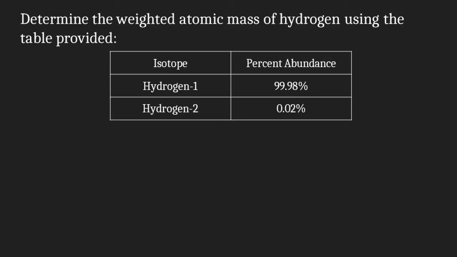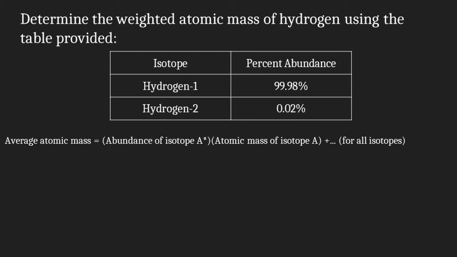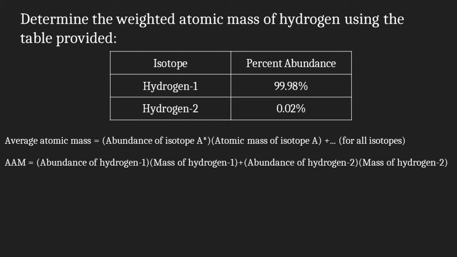So for our first question, we're given 2 isotopes of hydrogen and their abundances, and have to calculate the average atomic mass. So we're going to use the formula from the previous slide that says that the average atomic mass is equal to the abundance of each isotope multiplied by that isotope's mass. So in this case, that's the abundance of hydrogen-1 times the mass of hydrogen-1 plus the abundance of hydrogen-2 multiplied by the mass of hydrogen-2.